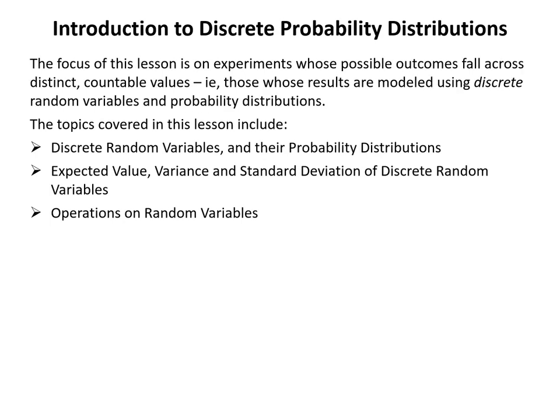The focus of this lesson is on experiments whose possible outcomes fall across distinct countable values, i.e., those whose results are modeled using discrete random variables and probability distributions. The topics covered in this lesson include discrete random variables and their probability distributions, expected value, variance, and standard deviation of discrete random variables, and operations on random variables.